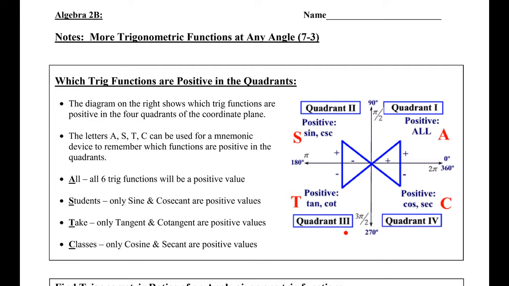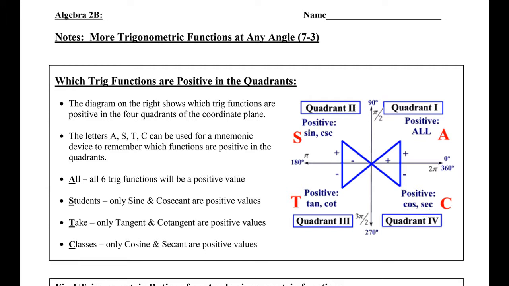As we move to quadrant number 3, again, only two trig ratios are positive, tangent and its reciprocal, cotangent. And in quadrant 4, cosine and secant are the two positive trig ratios.